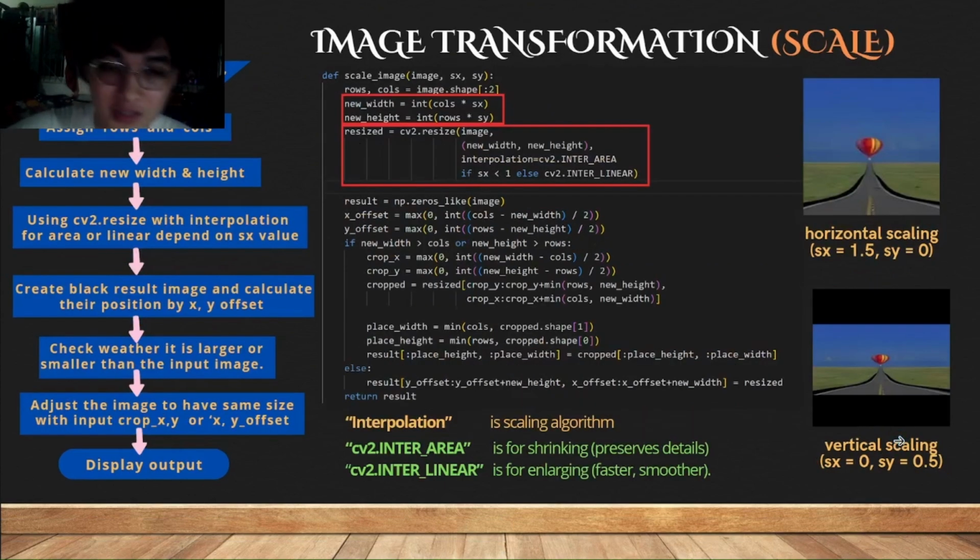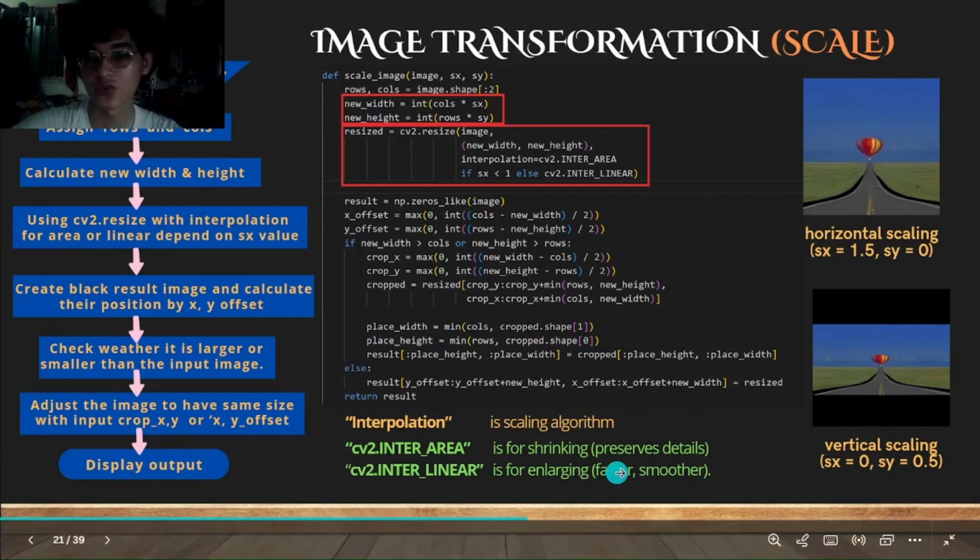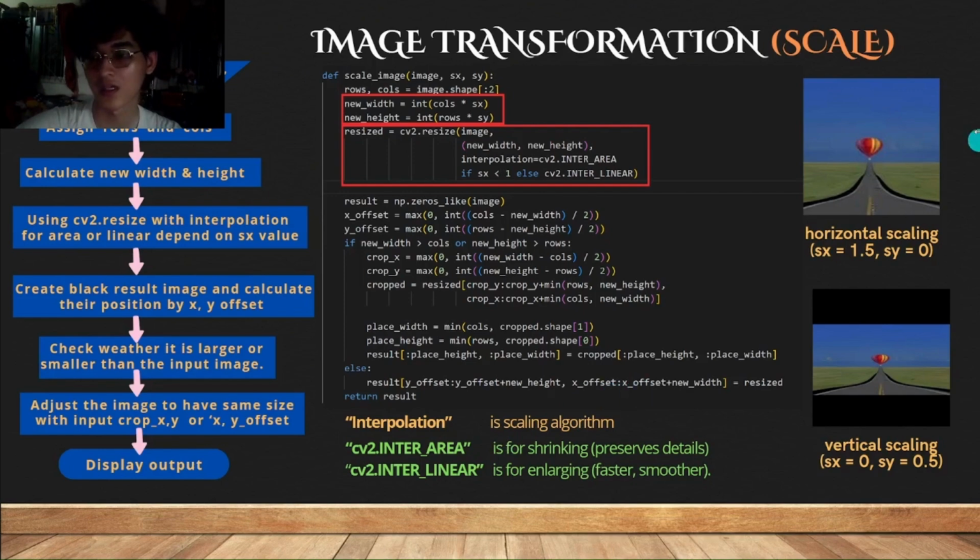Now we have scale. Scale is one of the most intuitive ones, but there are some special details. Of course, we have parameters. This is misspelled. It's supposed to be something else, not SHX and SHY, but that's okay. So for the code here, we basically have two methods. cv2.INTER_AREA is for shrinking because it preserves detail a bit better. We also have cv2.INTER_LINEAR, which is very good for enlarging because it's faster and smoother. And this is the result.